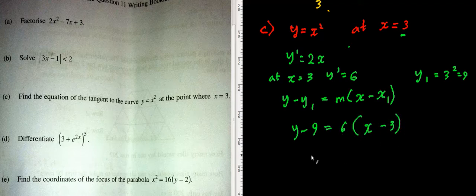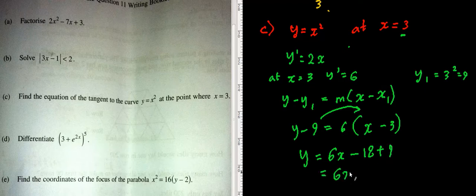I shouldn't leave it there, sorry. I should expand this and simplify this. So I will have y is equal to 6x minus 18, and taking this 9 onto the other side, I will get plus 9. So I will end up with y equals 6x minus 9.